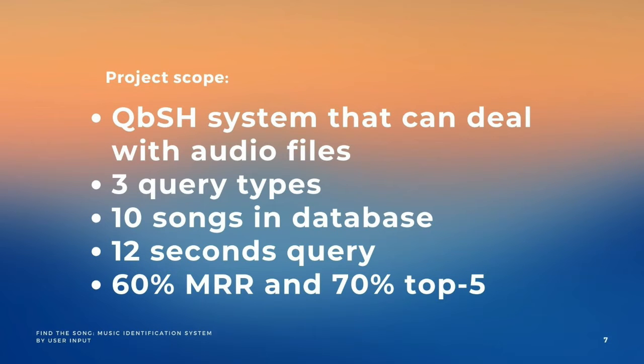Project scope. Having a QBSH system that can deal with audio files. Three query types, which are singing, humming, and whistling. Minimum 10 songs in the database, which are in different styles. Our input queries are about 12 seconds. The accuracy of our system is about 60% evaluated by MRR, which stands for mean reciprocal rank, and 70% from the top 5.